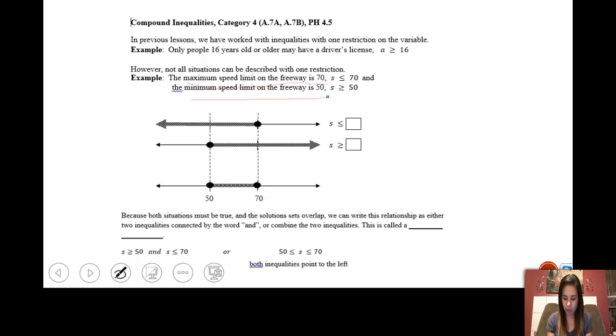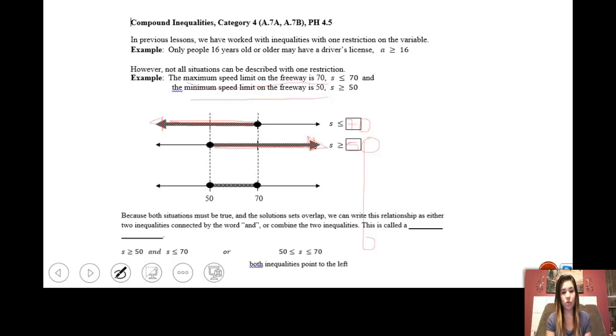For the first part, we're going to say S is less than or equal to 70. So here is the 70. That's why they're shading everything else over here to the left, because you can drive less than 70. Then I'm going to graph the second part, which is S is bigger than 50, because that's the second condition that we need. So S is bigger than 50, so I'll go ahead and shade the opposite side.